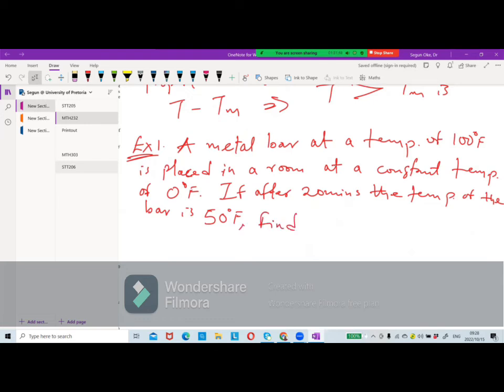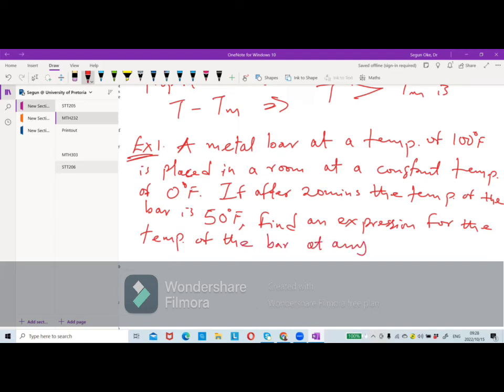Find an expression for the temperature, find an expression for the temperature of the bar at any time.